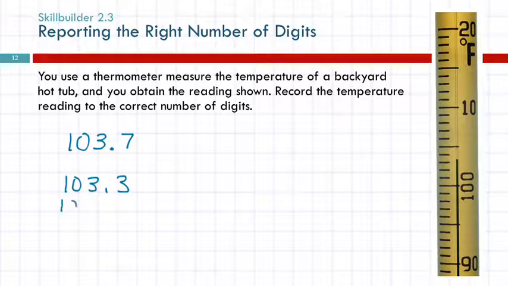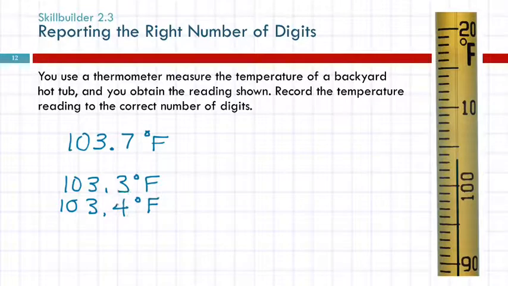I heard 103.3. Somebody might think, well, 103.4. The 7 might be a little high, but I would not count that incorrect. And we should always put a unit on there. That's degrees Fahrenheit. So we could have a couple of different answers. That's okay. There's uncertainty in the last digit.